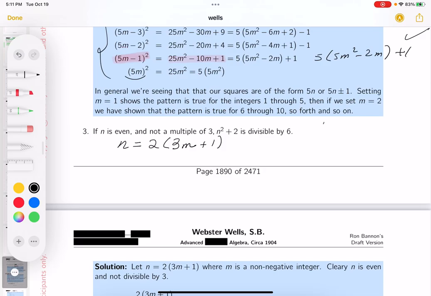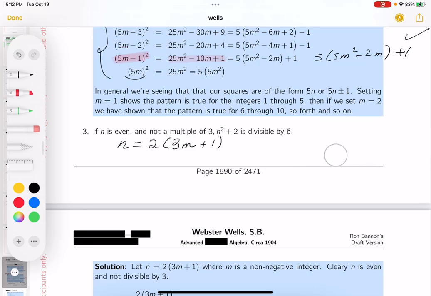So what do you get over here? N divided by 3. And this is going to be 2 times 3m, which is 6m, plus 2. I'm going to divide by 3. What do you get over here? 2m plus 2/3. There's my fraction. Definitely not divisible by 3. All right? So I know what my number looks like.